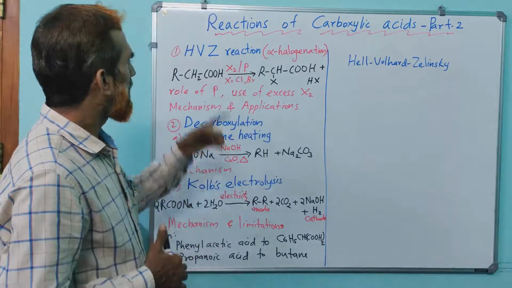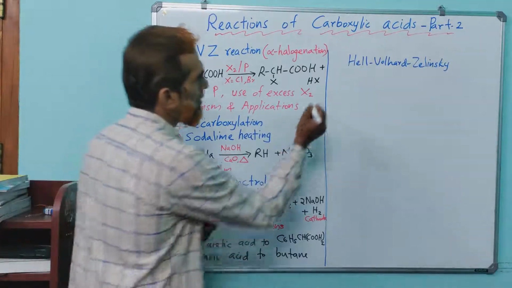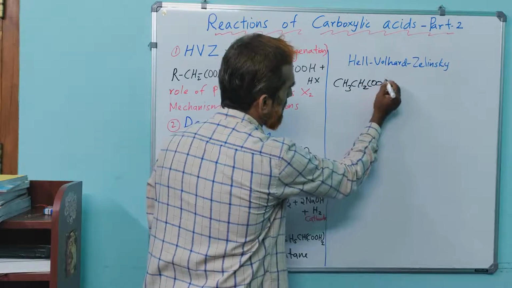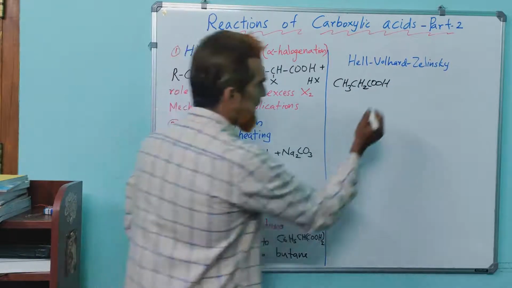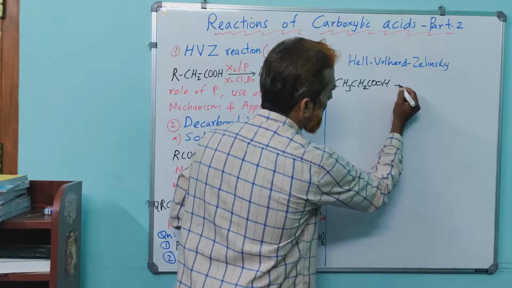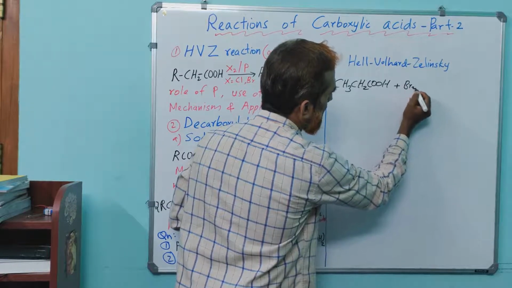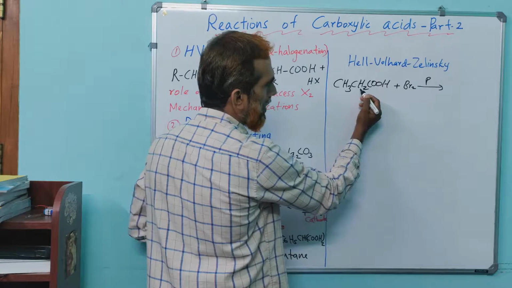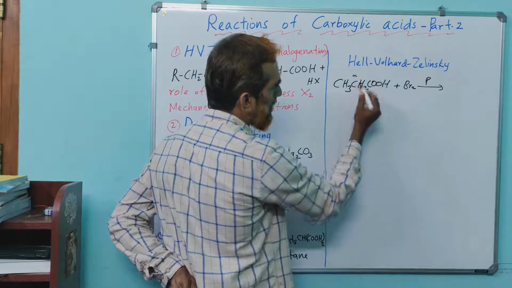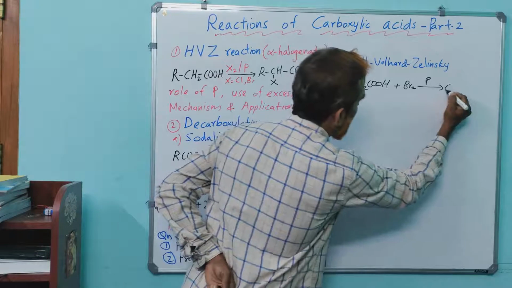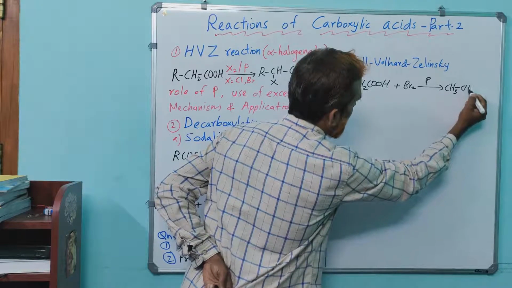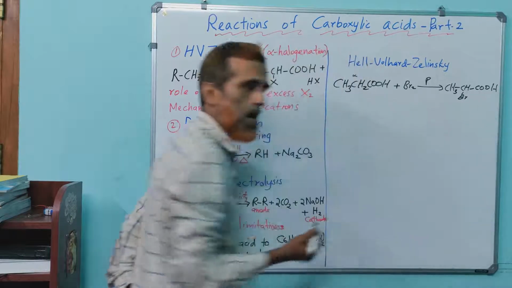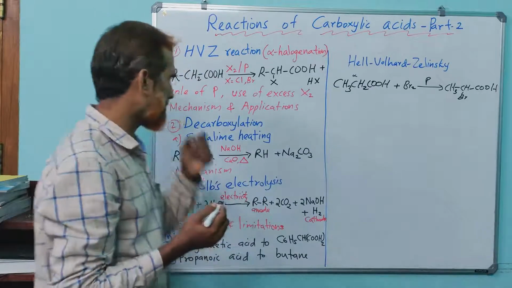Okay, now putting a specific example, let me take CH3CH2COOH. This is propanoic acid. It is treated with, for example, bromine in the presence of red phosphorus. One of the alpha hydrogens gets replaced. This is the alpha carbon, this is the beta carbon. So you get the product CH3CHBrCOOH. The product is alpha bromopropanoic acid.